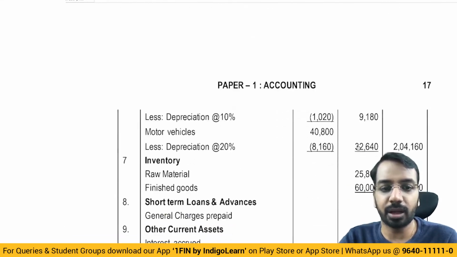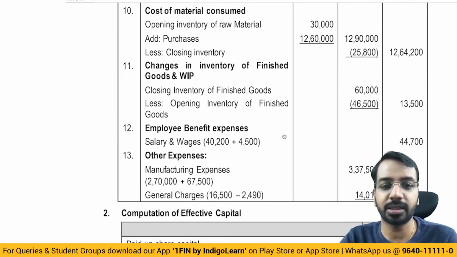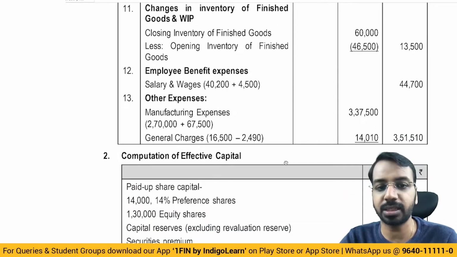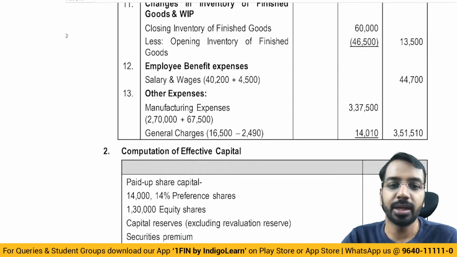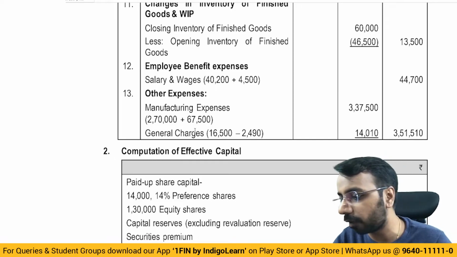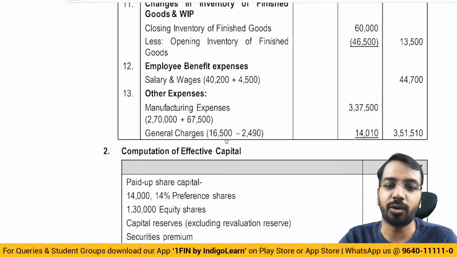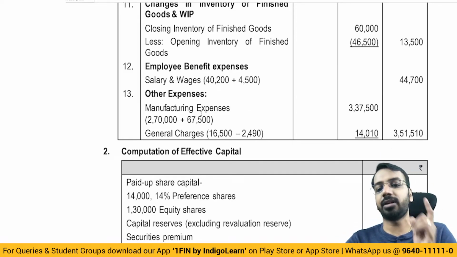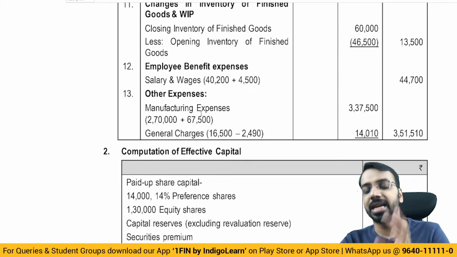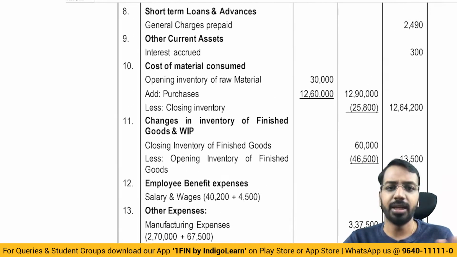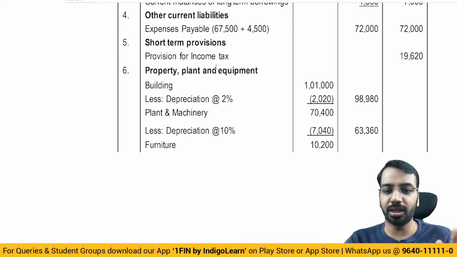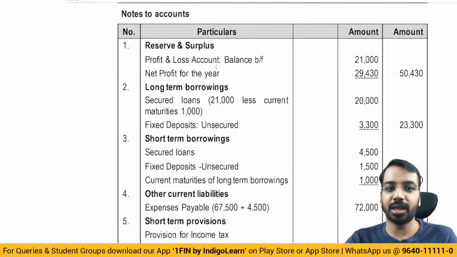Then other expenses, the remaining expenses, your manufacturing expenses and general charges. Remember, in manufacturing expenses, there is outstanding of how much? 67,500, and general charges, there is a prepaid of 2,490. Always remember this 2,490, this 67,500 will have a double impact. A lot of students miss out on this and they lose out easy marks, right? Simple question, nothing great to be discussed in this, nothing complicated.